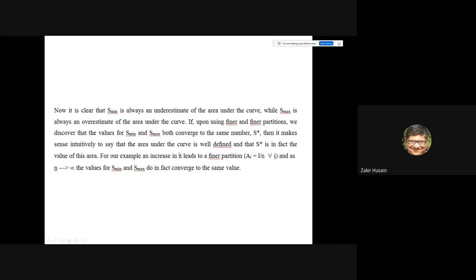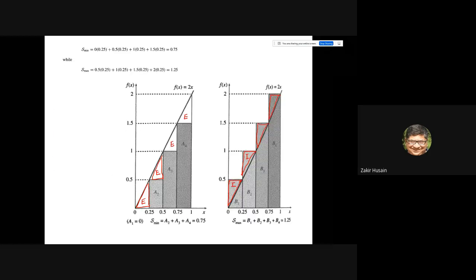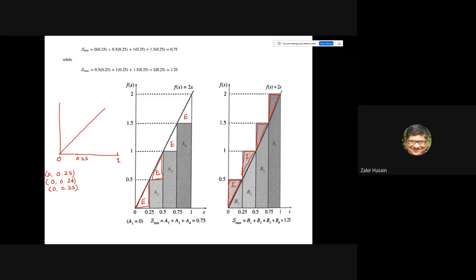Now, as we said, a solution is that we can use finer and finer partitions. So that means what we are doing is we are shifting this line. Okay, so I'll just draw this. So this is 1 and 0. So instead of taking 0.25, okay, so the first subinterval was 0.25, we reduced the length to 0.24, 0.23.